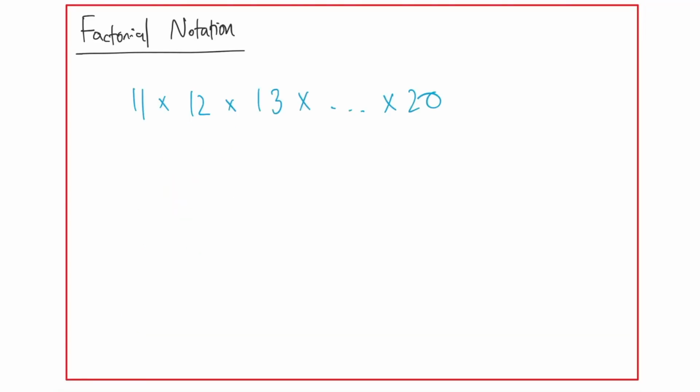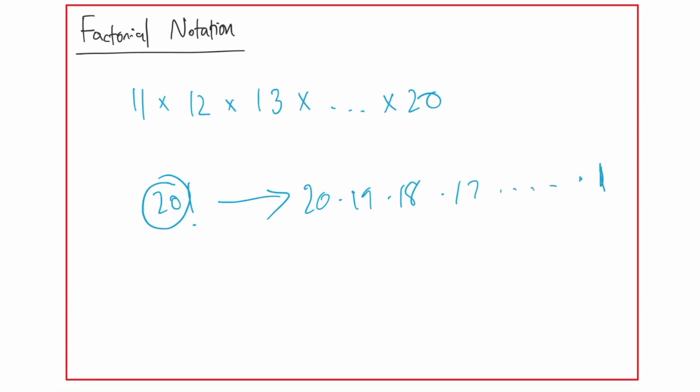Now let's look at an example. We have this product over here, and we're told to evaluate it. We're going to do this using what we've learned about factorials. What's another way we could look at this? Let's consider what 20 factorial is. 20 factorial would be the product of the first 20 natural numbers, so 20 times 19 times 18 times 17 all the way down to 1.